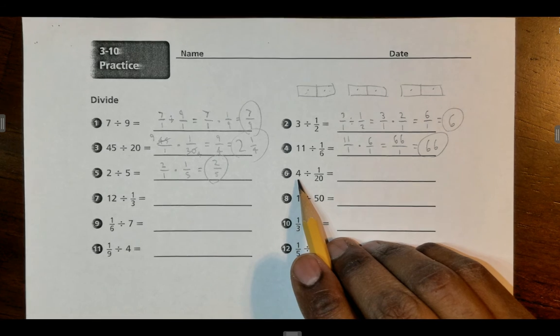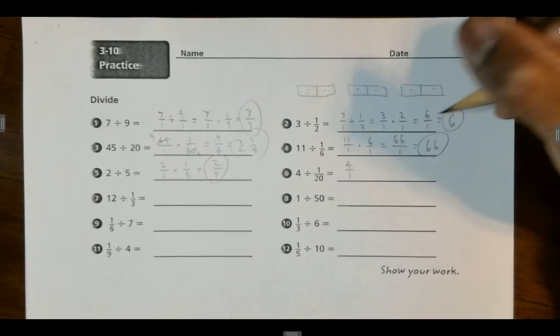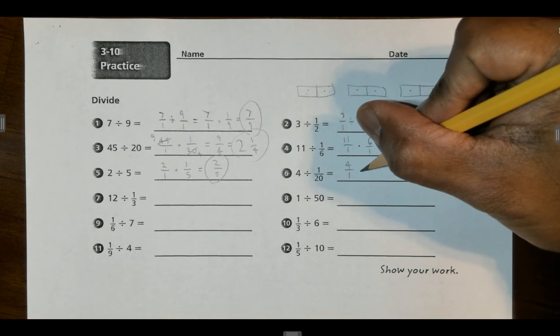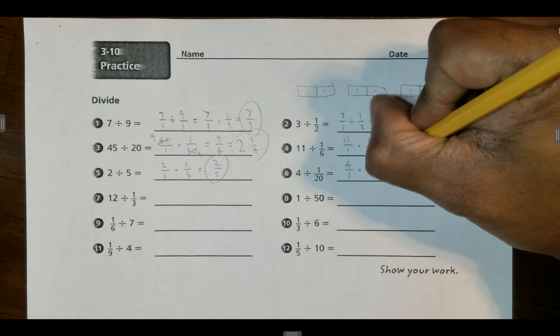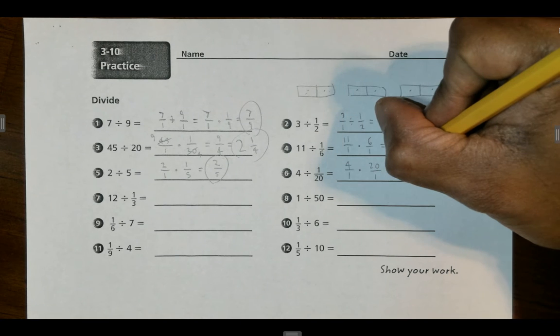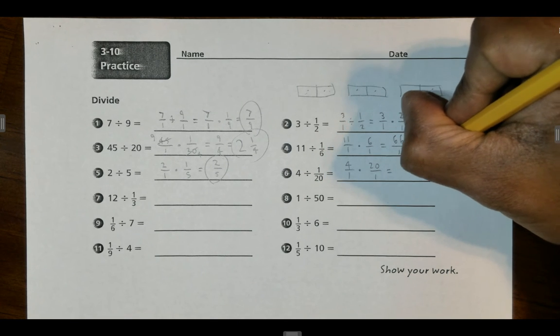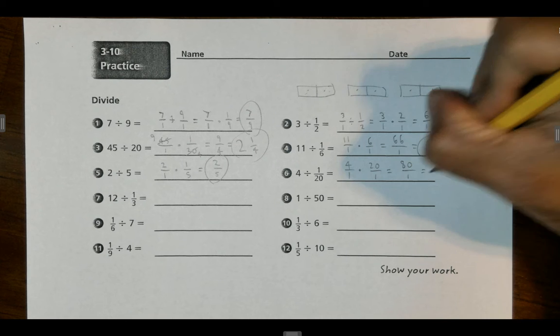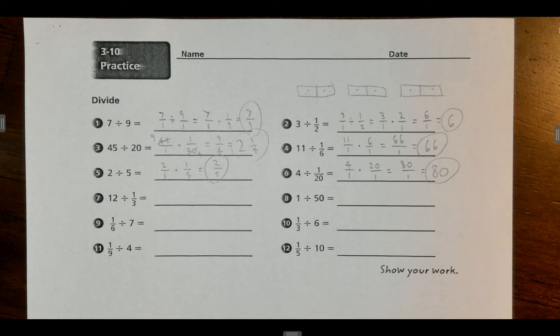Keep what's on the left the same. Whole number 4 gets shown as 4 over 1. Change the symbol. Division symbol becomes a multiplication symbol. Flip what's on the right. 1 over 20 becomes 20 over 1. No cross canceling, so multiply that out. 4 times 20 is 80. And that is our final answer.